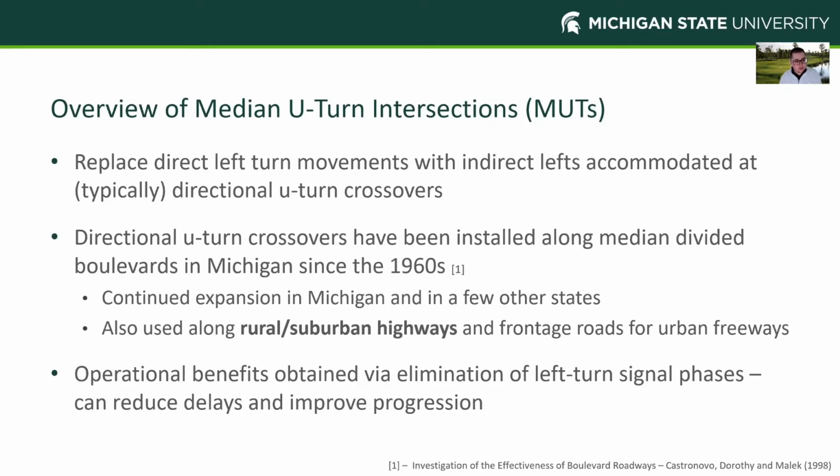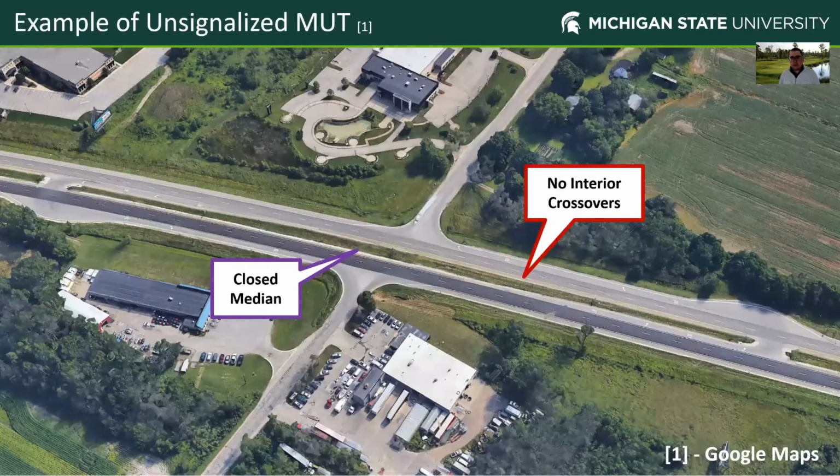We also use them along rural and suburban highways, which is going to be the focus of this study, as well as frontage roads for urban freeways. Now, I'm going to be focused on the safety benefits of median U-turns, but oftentimes we install these for operational reasons. Because we can eliminate the left turn signal phases, we can reduce delays and improve progression. So like I said, a lot of times we install them for operational reasons, but we also can derive some safety benefits. Quick example of what an unsignalized MUT looks like.